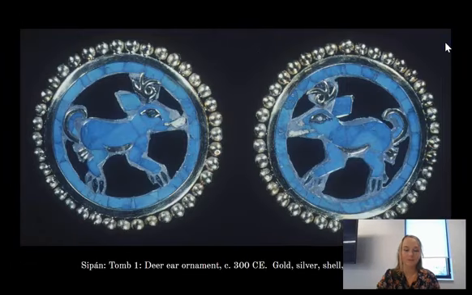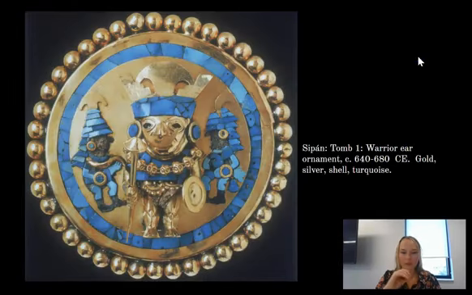We also have some really beautiful ear spools that were worn by the so-called Lord of Sipan. These ones include deer. These ones are made with gold, silver, shell, and turquoise. And it's noteworthy that turquoise isn't actually mined in the Moche region, and this would have had to have been imported. We also see this beautiful work with these little beads. And these are small enough to be ear spools.